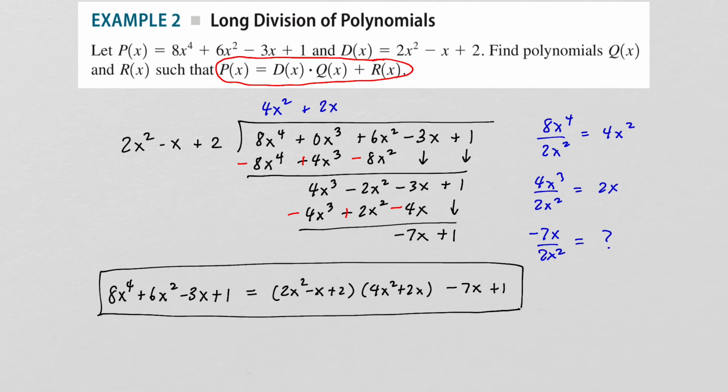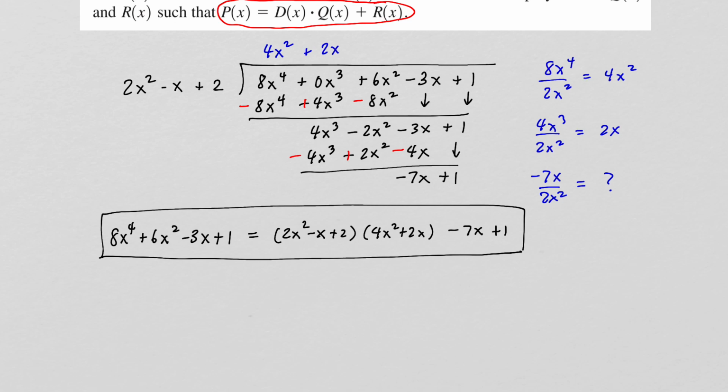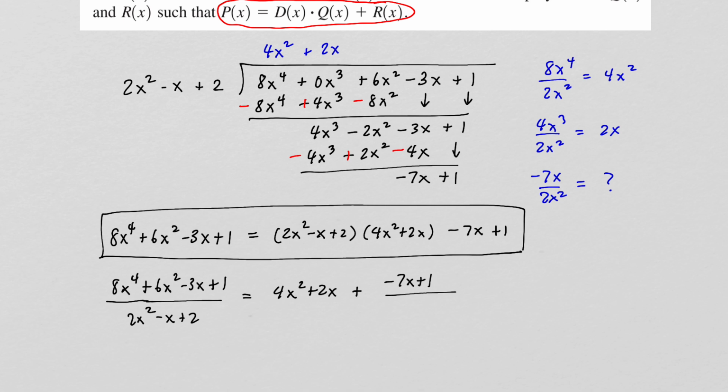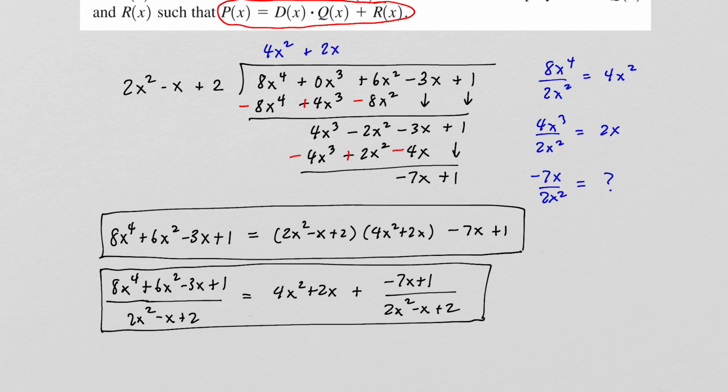Now, of course, we also could have written the answer as the original polynomial divided by 2x squared minus x plus 2 is equal to the quotient, which was 4x squared plus 2x, plus the remainder, which was negative 7x plus 1, over the divisor. Now again, both of these are correct, but it just depends on how they want you to write the answer.